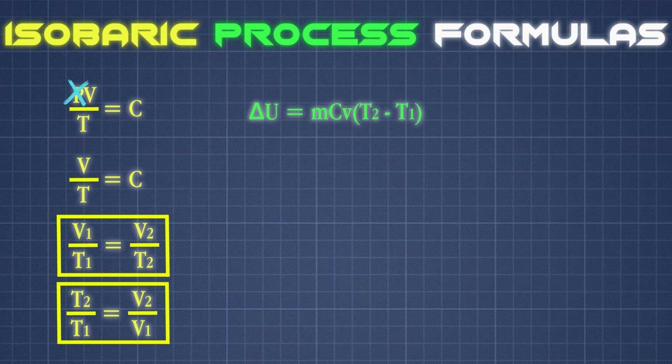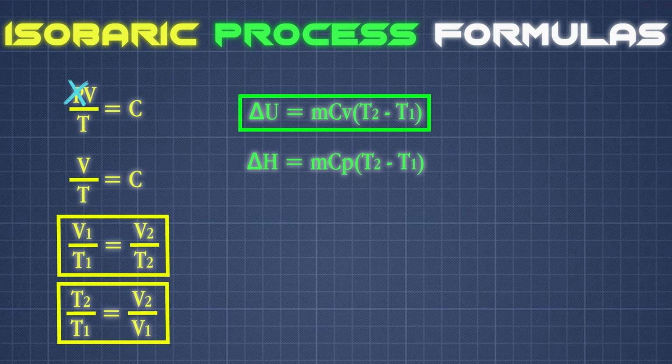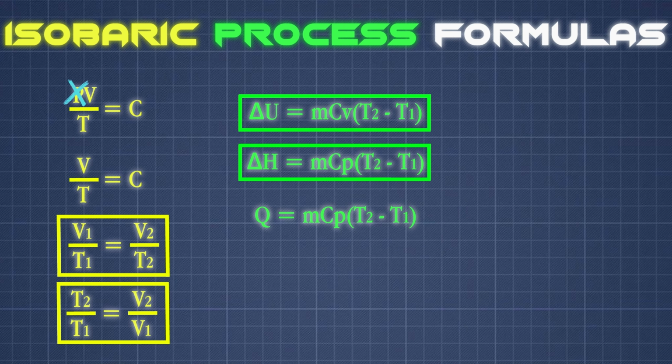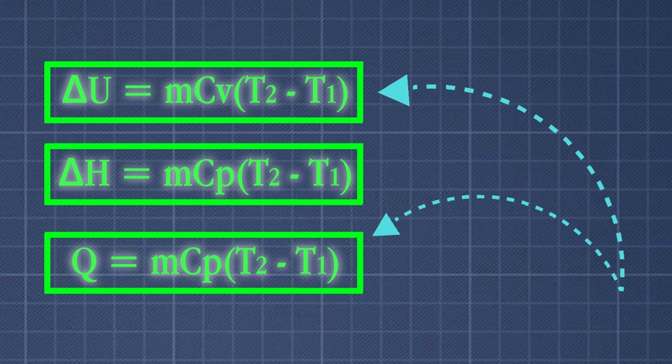For change in internal energy, we have mCV times T sub 2 minus T sub 1. For the change in enthalpy, we have mCP times T sub 2 minus T sub 1. So almost similar sila. Ang pinagkaiba lang is that sa change in internal energy, we have CV or yung constant volume specific heat. While sa change in enthalpy, we have CP or yung constant pressure specific heat. Then for the heat or Q, we have mCP T sub 2 minus T sub 1. So tandaan nyo pag isobaric, yung heat and change in the enthalpy parehas.